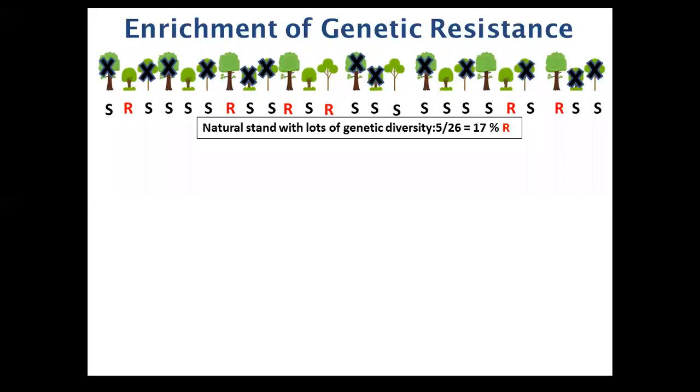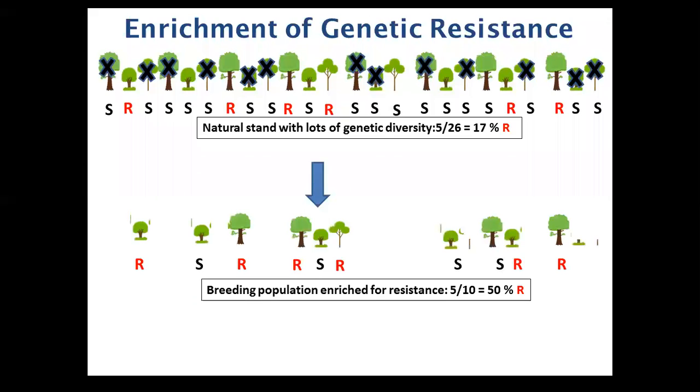Some of them are going to be missed just as escapes, and maybe later on they'll be infested. But the result is, as those trees die off, this population has now been reduced to a smaller number of trees. The same 5 resistant trees are still there, but now we only have 5 susceptible trees left. So 5 out of 10 trees, we've gone from 17% resistance in the population to a proportion of 50% in the population. So the population is now enriched for resistance.